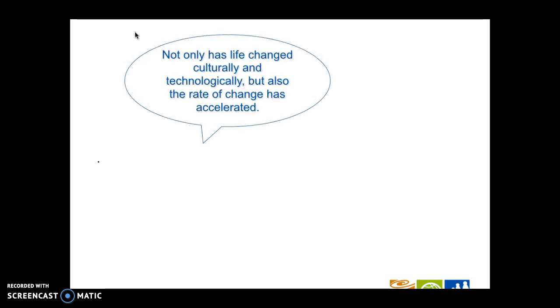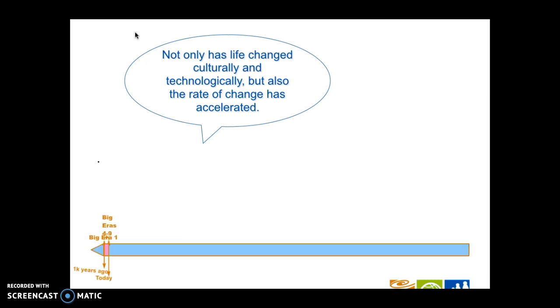So, not only did life change in regards to the culture and the technology, but that change also happened more rapidly. It started to accelerate. And that is going to be a constant theme throughout our study of history, is how rapid change is going to occur.